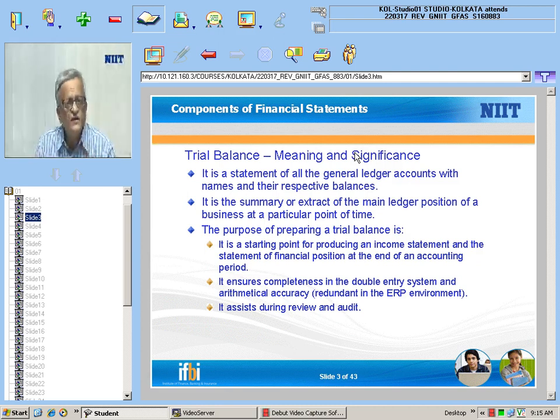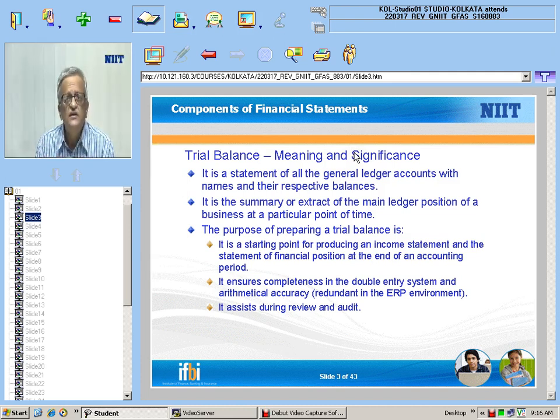Since everything is done through the system, this arithmetical accuracy is no longer an issue to be taken into account, because the system will automatically balance the debits and credits, and when the trial balance comes out, you will see that the debit side is equal to the credit side. The total of the asset side is equal to the total of the liability side. And the last point is, it assists during review and audit.